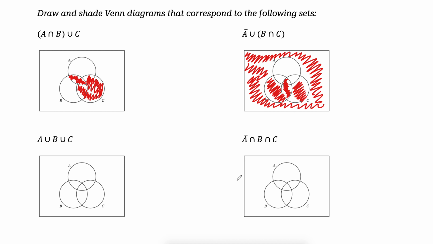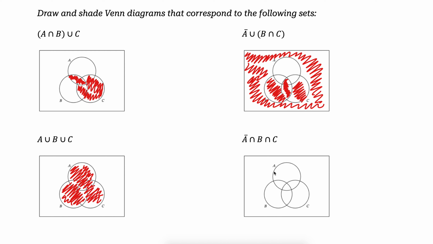Moving down here to the bottom left, we're looking at the union of A with B, also with C. So this is everything in A, everything in B, everything in C. So basically we're just going to shade all 3 of the circles in their entirety. So that's the union of all of them. Then our third one, it's the intersection of the complement of A with B with set C.